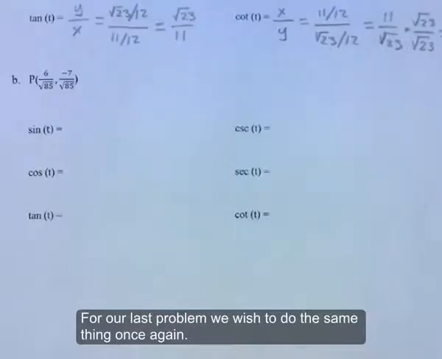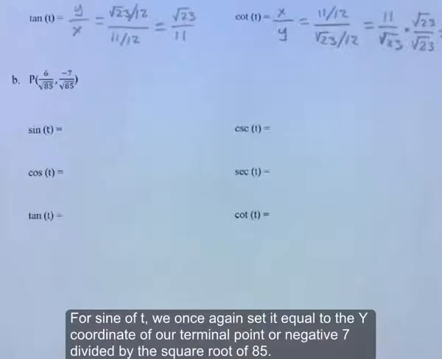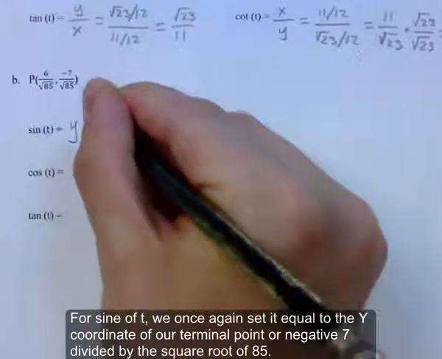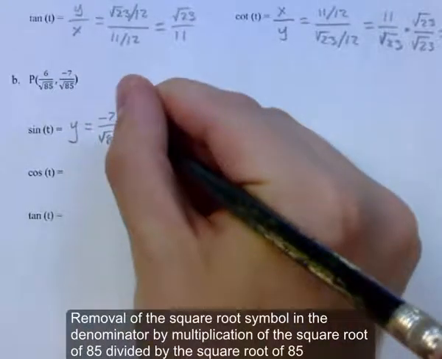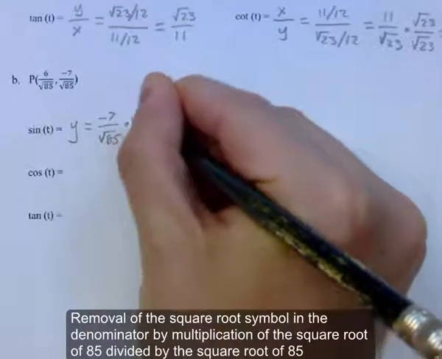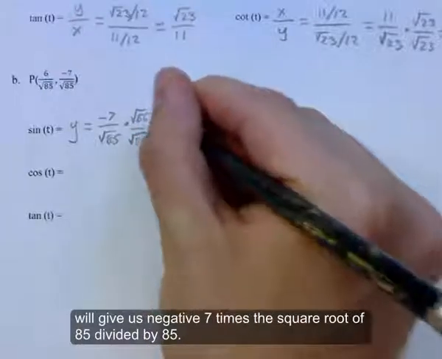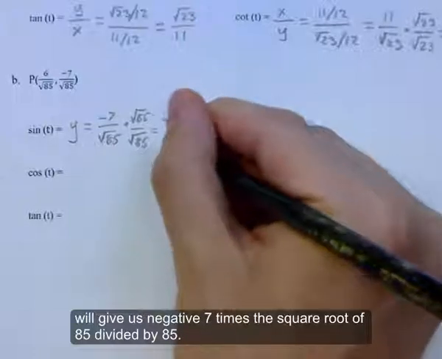For our last problem, we wish to do the same thing once again. This time our terminal point will be x equal to 6 over the square root of 85, and y equal to negative 7 over square root of 85. For sine of t, we once again set it equal to the y-coordinate of our terminal point, or negative 7 divided by the square root of 85. Removal of the square root symbol in the denominator by multiplication of the square root of 85 divided by the square root of 85 will give us negative 7 times the square root of 85 divided by 85.